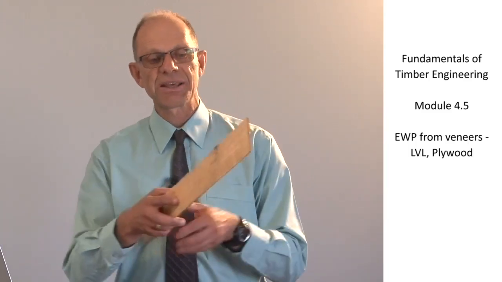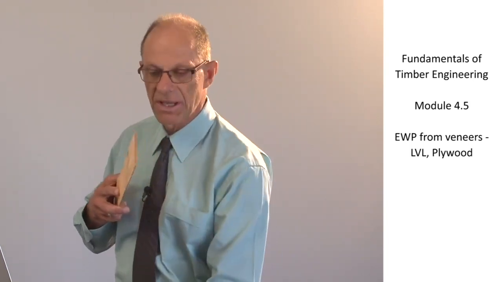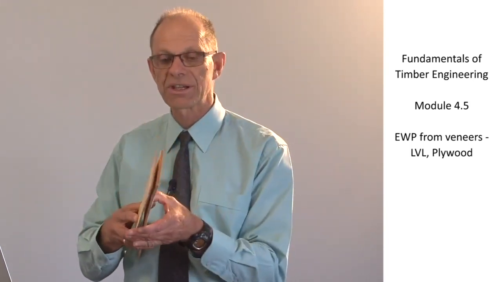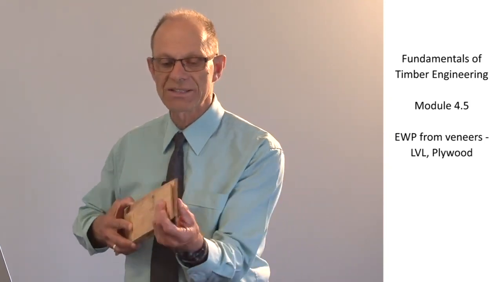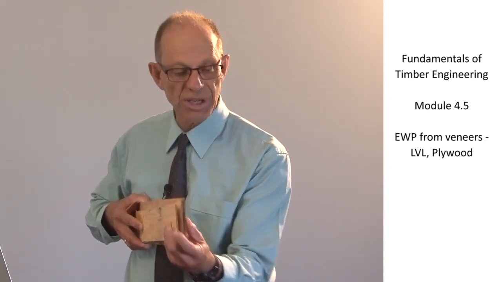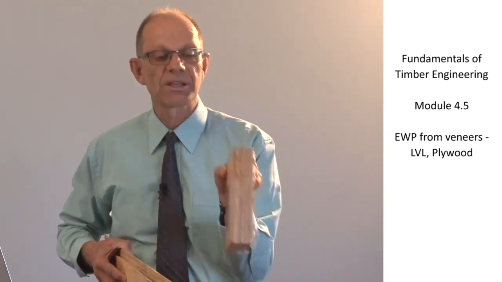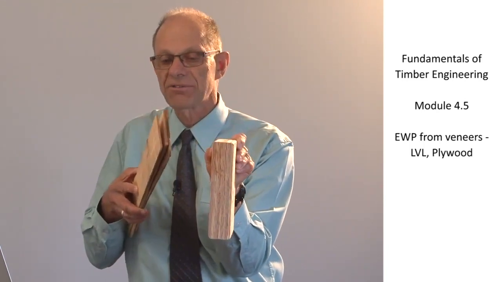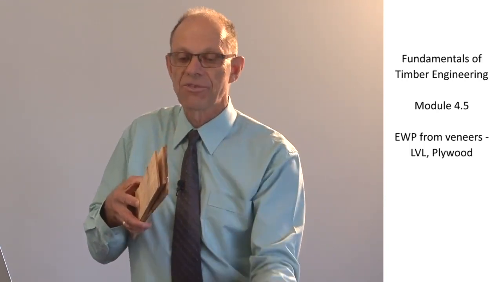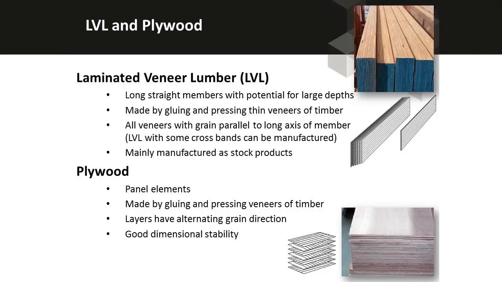So laminated veneer lumber is made by taking thin plies of timber and gluing them together so that their grain is essentially running in the same direction. By gluing and pressing them together, we can get large pieces of timber much like this, made out of laminates of timber of this kind of size. So these long pieces of timber have got a great deal of strength because they're made from a large number of laminations.